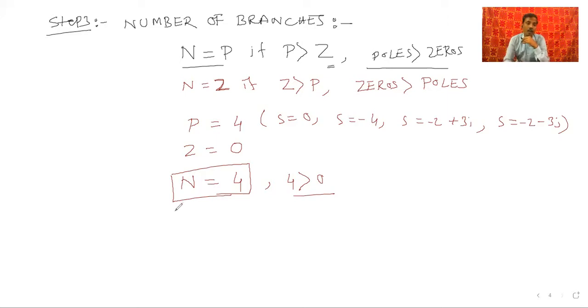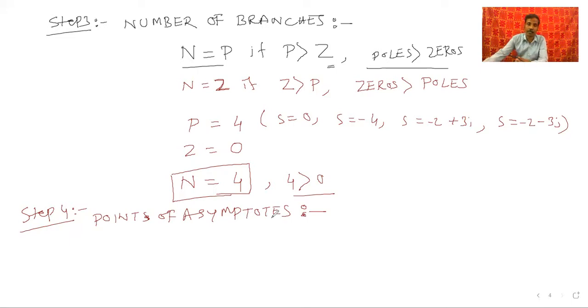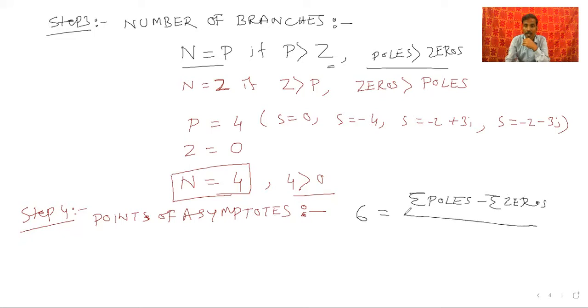Then step number 4, points of asymptotes. What is the definition of point of asymptotes? Suppose point of asymptotes equals to sigma, then sigma equals to summation of poles minus summation of zeros divided by P minus Z. This is the definition: summation of poles minus summation of zeros divided by P minus Z.